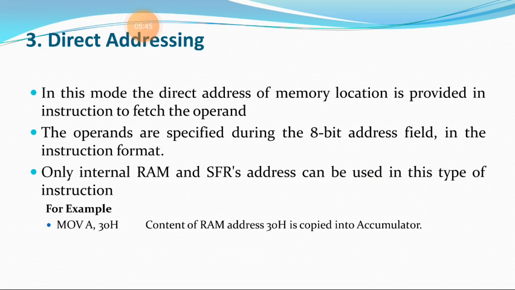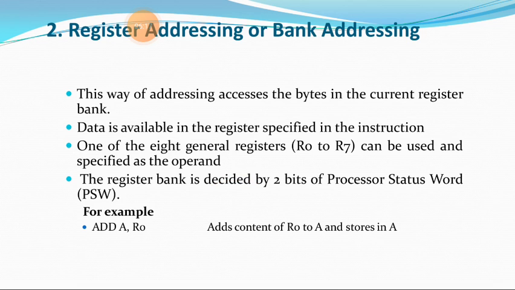The next one is direct addressing. In this mode of addressing, the direct address of the memory location is provided in the instruction to fetch the operand. Here the direct address of the operand is specified using an 8-bit address field in the instruction format. Here only internal RAM and SFR addresses can be used in this type of instruction. So we are considering only internal RAM and SFR addresses.